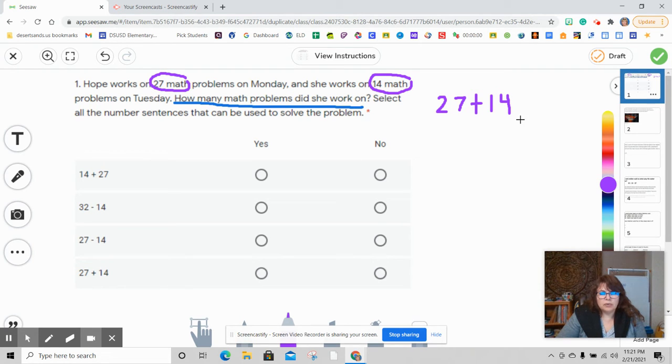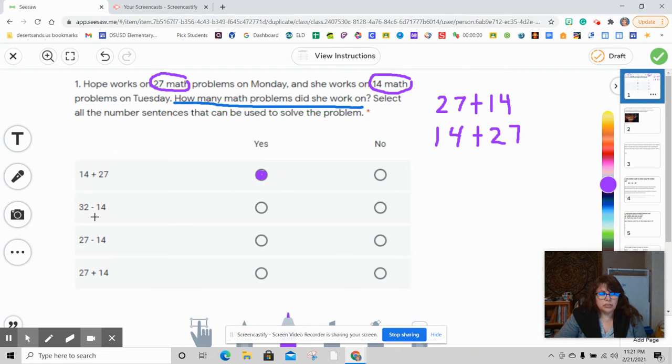Well, 27 plus 14 is basically the same because remember, the order of the addends does not affect the sum. So if I decide to add 14 first, it's okay. And then 27 next, it's okay because I'm still going to get the same answer. So I could basically have both of these right here. Because this is 14 plus 27, I know that, yes, I can use this one to solve the problem.